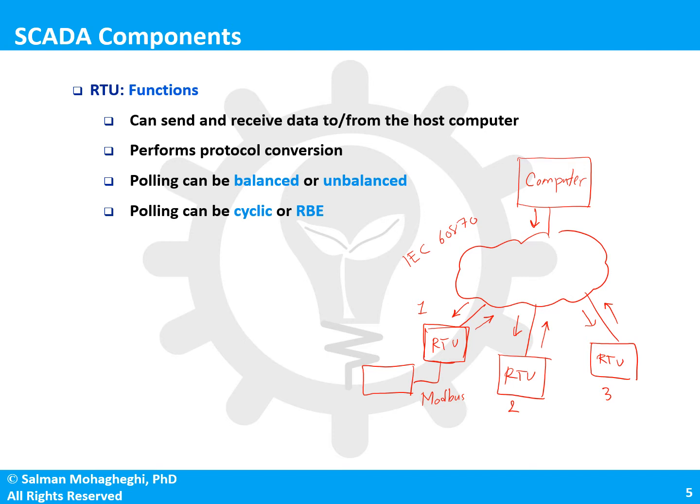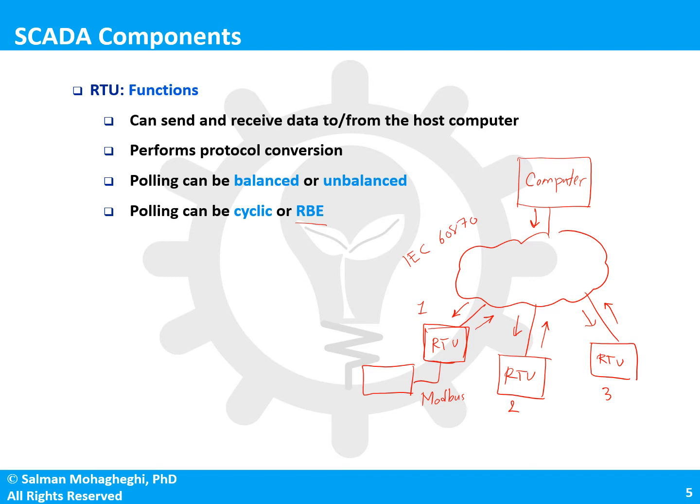Another approach to conserve on the bandwidth a little is the RBE, report by exception, in which the host computer would poll the RTUs, again in a cyclic fashion. If the RTU has nothing to report, it would respond with an empty acknowledgement. If it has some new value to report, it would add it as a payload to the message and send it back to the computer.